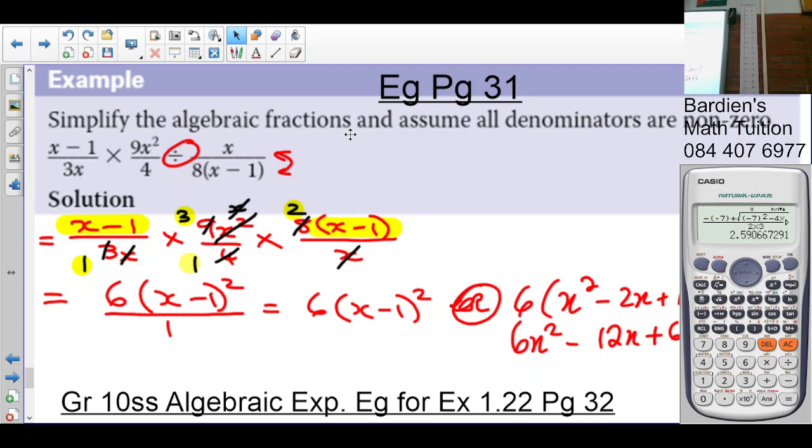Did they give you either or? They say it must be multiplied up. Either or. Yeah. Okay. Any other questions? Right. Let's carry on.